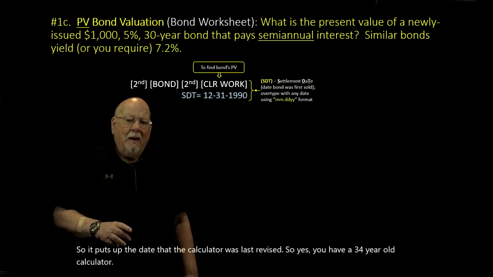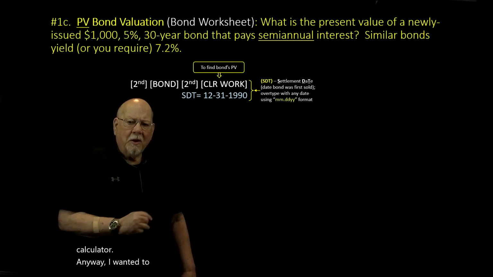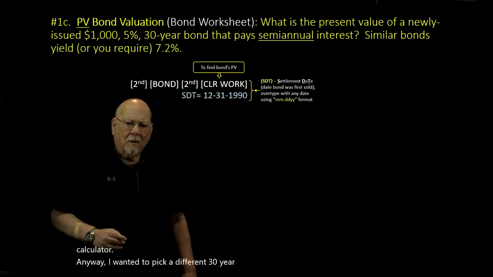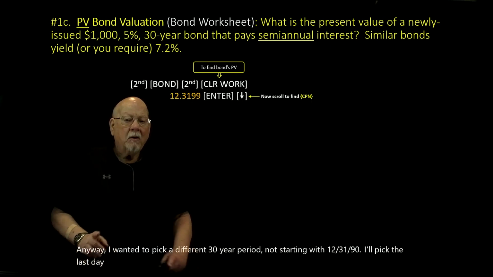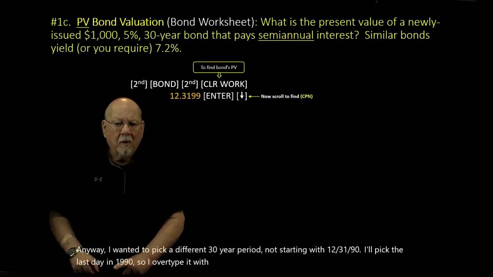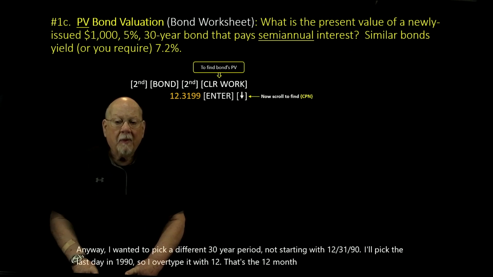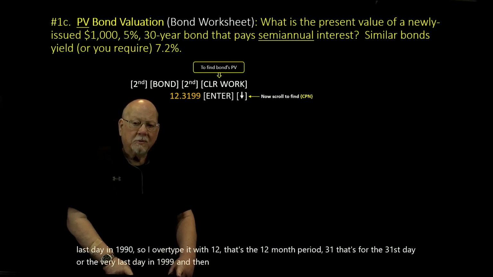Well, anyway, I wanted to pick a different 30-year period, not starting with 12/31/90. I'll pick the last day in 1990. So I overtype it with 12, that's for the 12th month, 31, that's for the 31st day, or the very last day in 1999. And then I want to enter save.